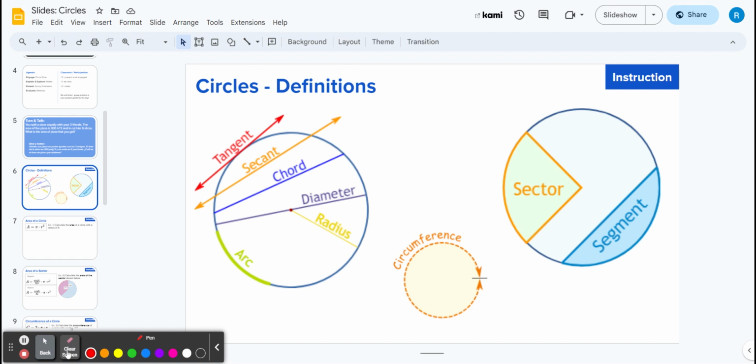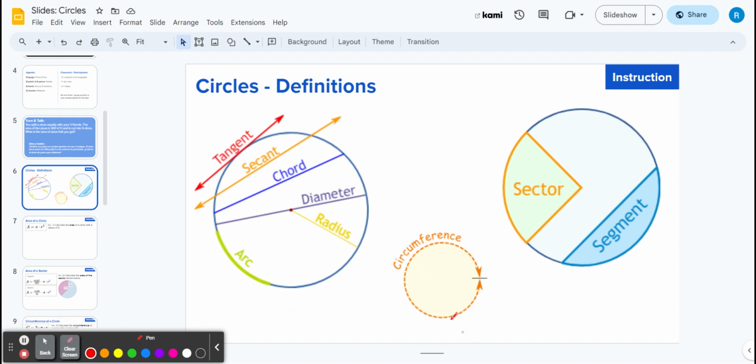The two that we're going to focus on today are chords, which is just any random line throughout a circle. It could look like that, could look like that, could look like this. It could be the diameter. Any random line through our circle is a chord. And an arc is going to be like the crust of a pizza slice, right? Just a portion of the outside of our circle.